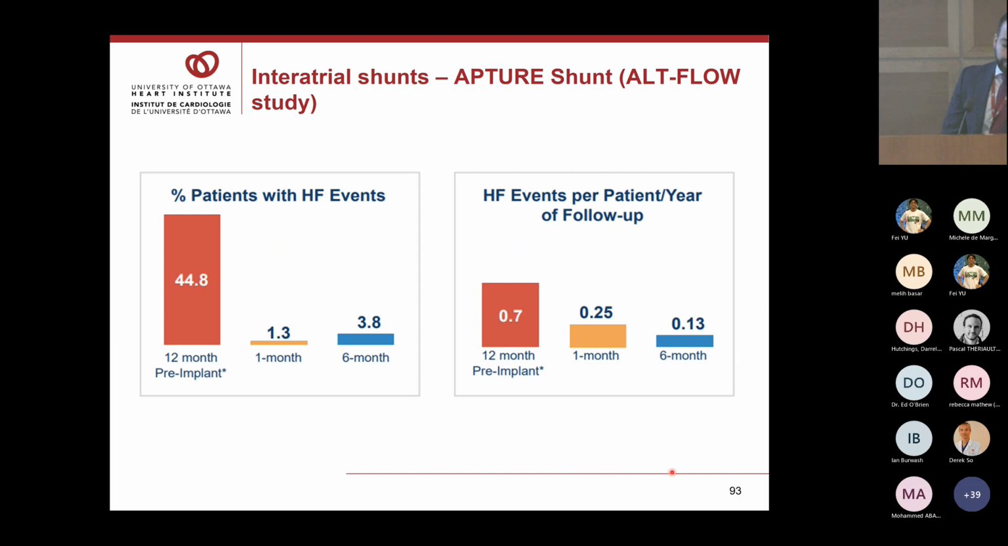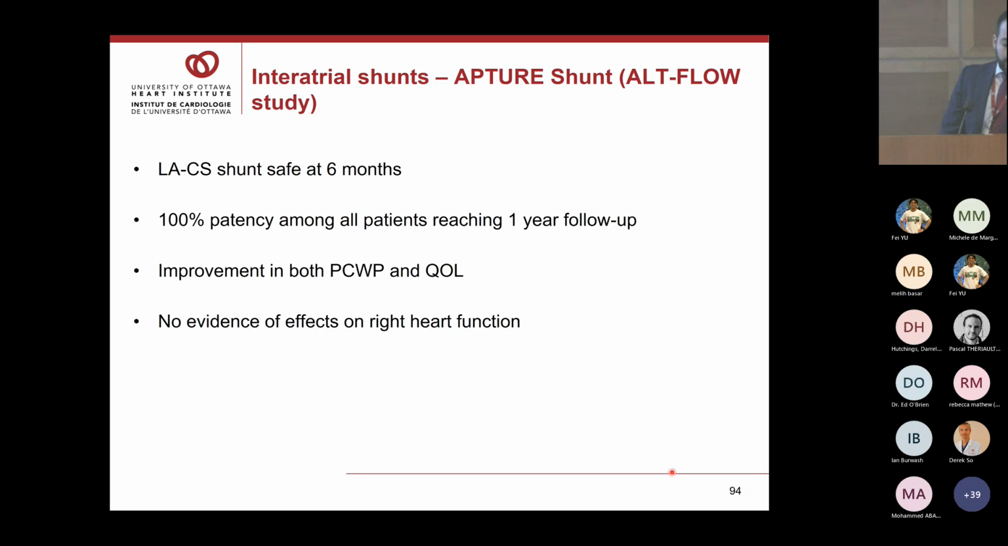Continuing with the clinical outcomes of this device, low heart failure event rates post-implant, so 3.8% compared to 45% prior to implant in terms of percent of patients with heart failure events, and low heart failure event rates per patient year at 6 month follow-up, suggesting effectiveness of the device. So to summarize this shunt device, it's safe at 6 months, low event rates. All the devices that were looked at are patent, and there's improvement in both a marker of filling pressures and quality of life, without evidence of effects on the right heart function.